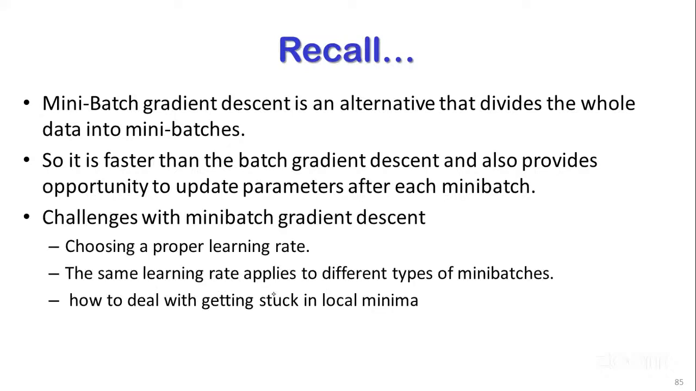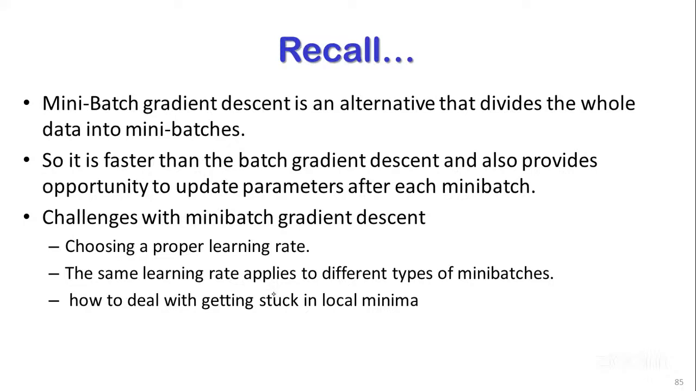But there are certain challenges with mini batch gradient descent. What are these challenges? The first challenge is how to choose the proper learning rate. The second is the same, because once you have fixed this learning rate, the parameters are being updated. Hyperparameter is fixed, that is fixed, right?